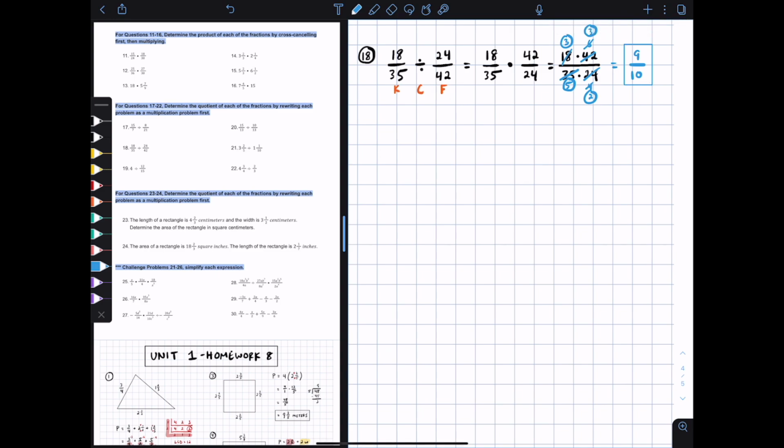So 24/42 fits into 18/35, 9/10 of a time. So it's slightly smaller than it. Most of it fits in at least one time, or one time exactly, but 90% of it.